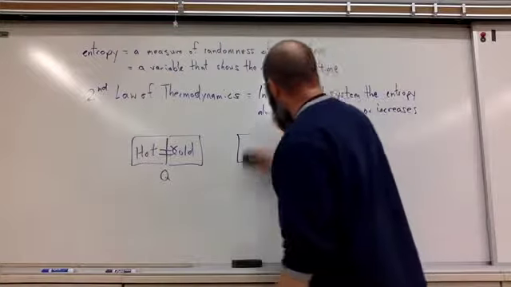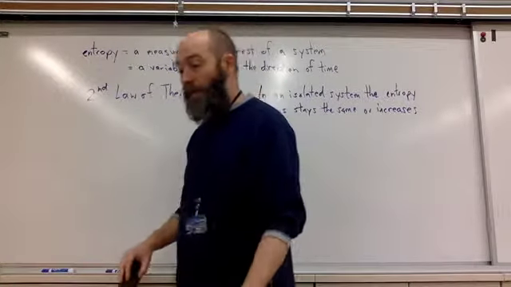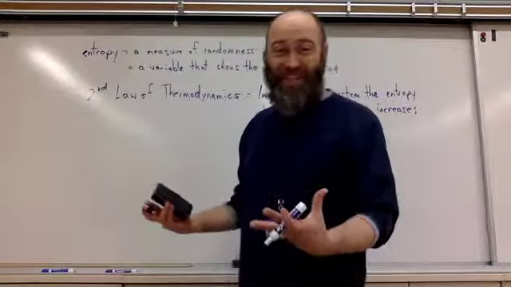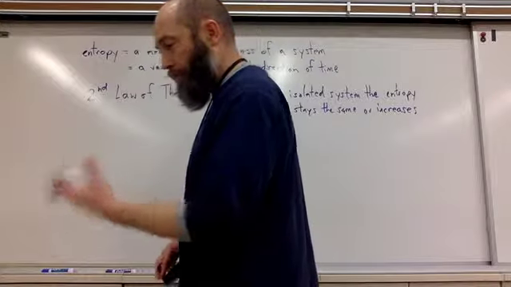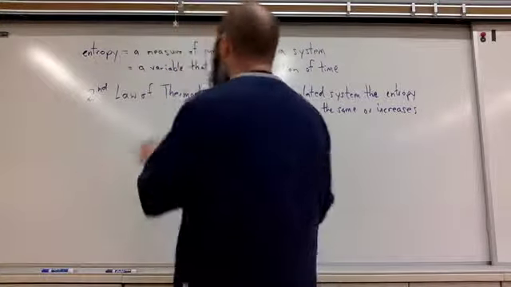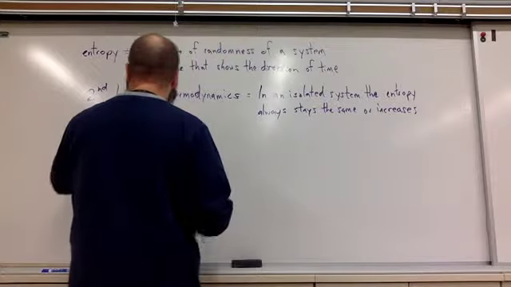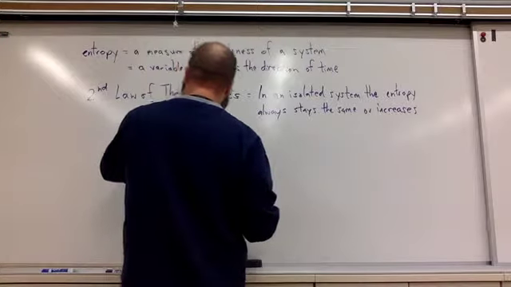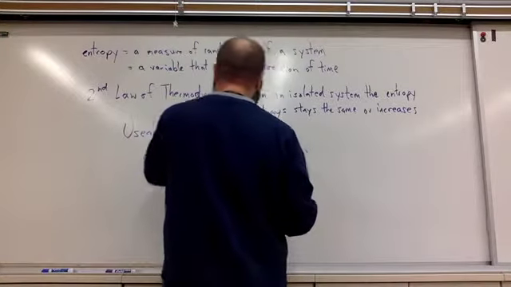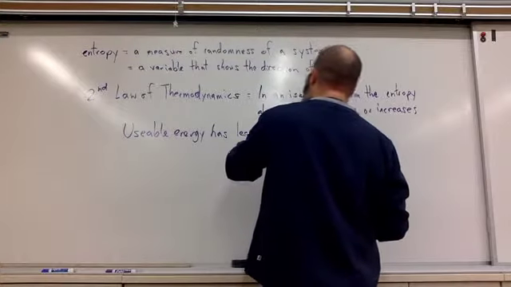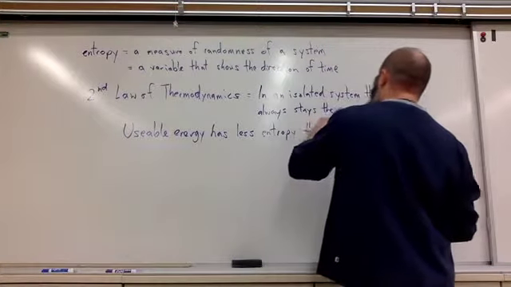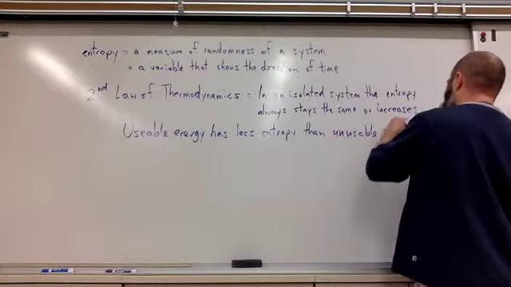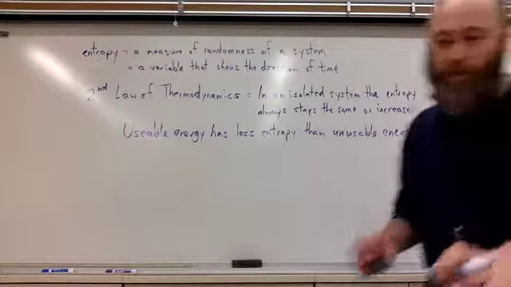So here's the third way that you could think of entropy if it helps you. You can think of entropy as a measure of usable energy. Usable energy has less entropy than unusable energy. Let me give you some examples with this.